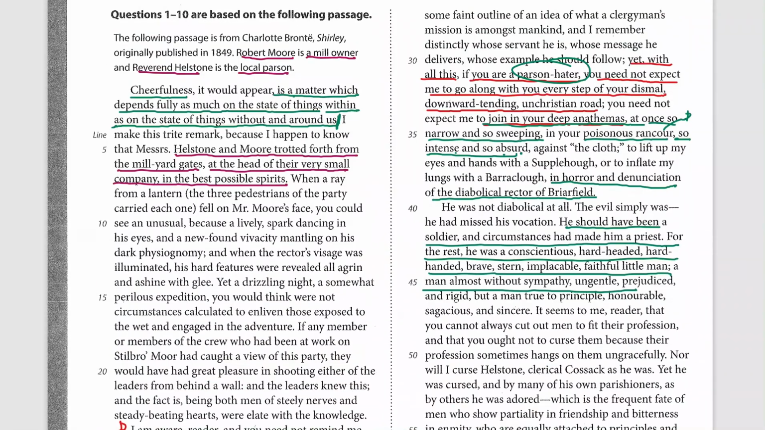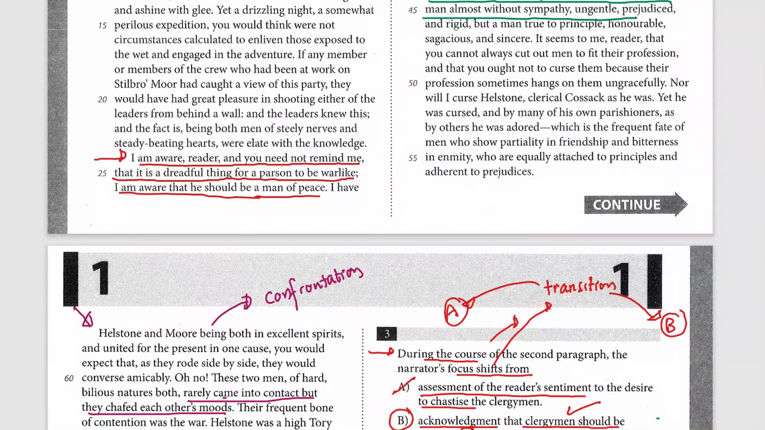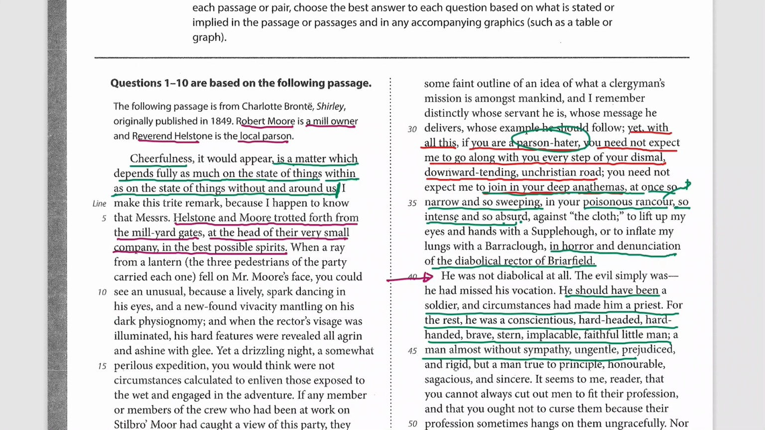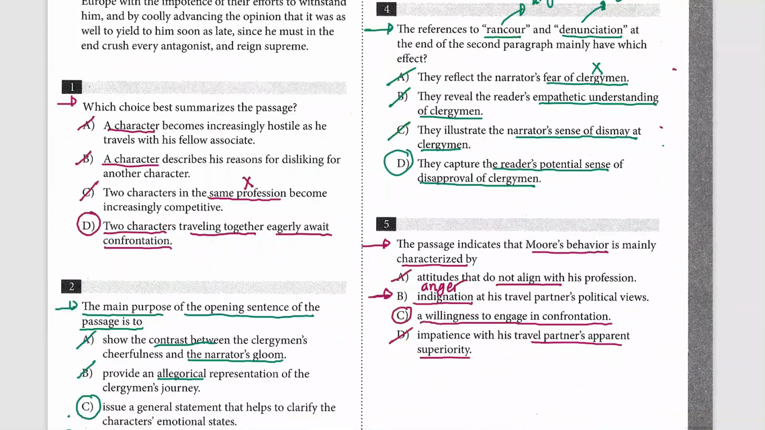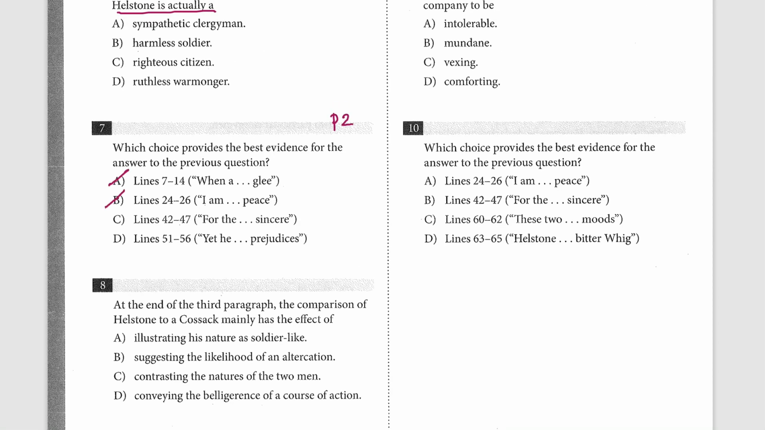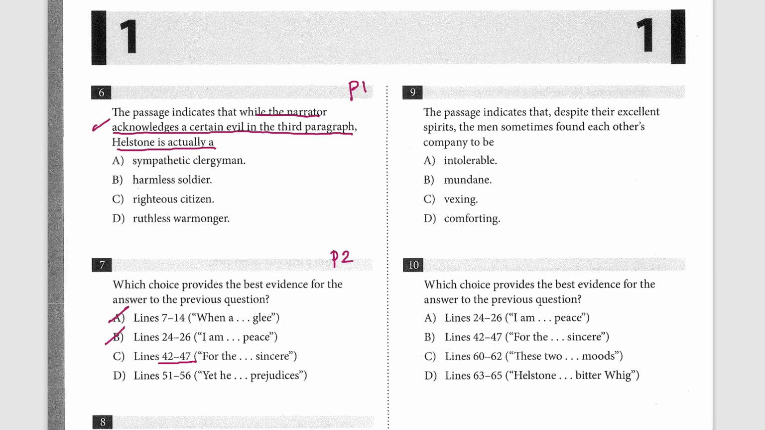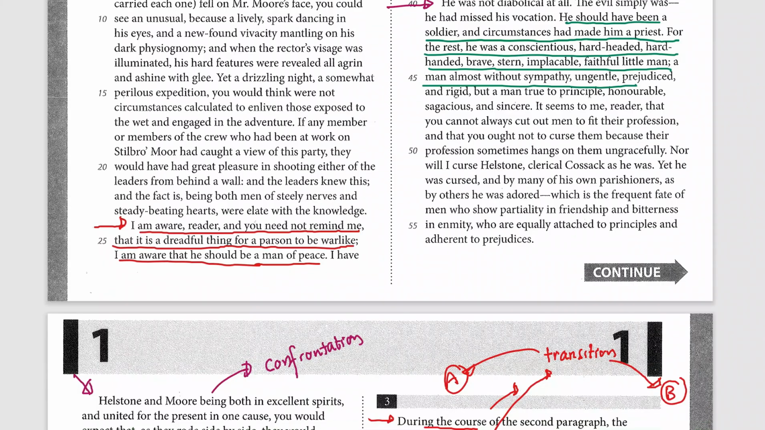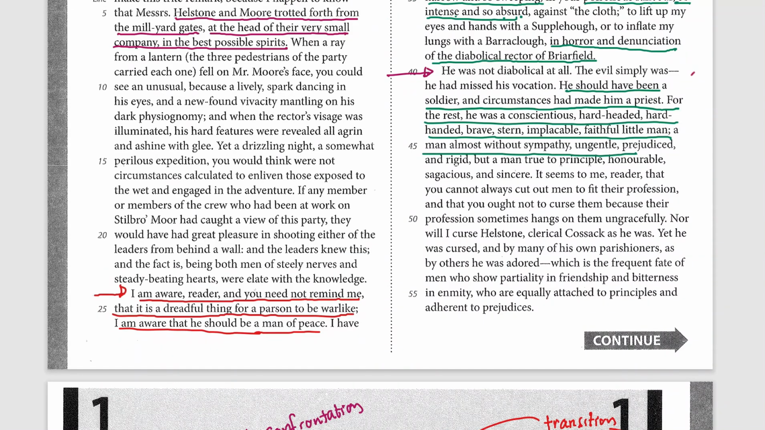The third paragraph is here, first, second paragraph. Where does the third paragraph start? It starts, my dear, from line number 40. So if it starts from line 40, naturally, without thinking or looking at anything, I need to cross out A and B, thank you, because he is telling me the third paragraph. So let's look together first at lines 42 to 47. And before we do, the narrator acknowledges a certain evil in the third paragraph. Hellstone is actually what? Lines 42 to 47, let us read together, and I'm gonna start it from here.